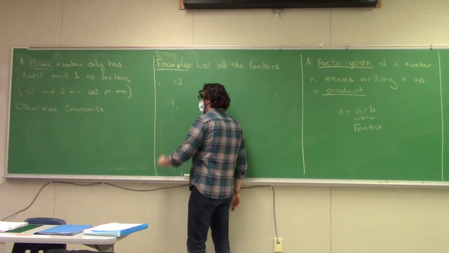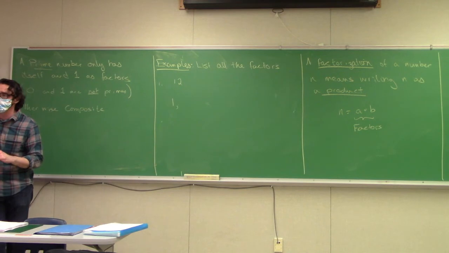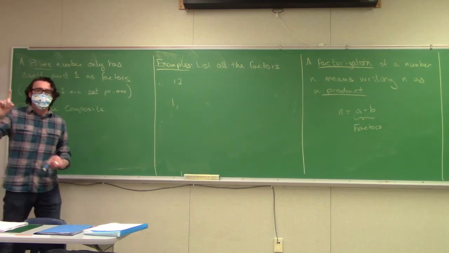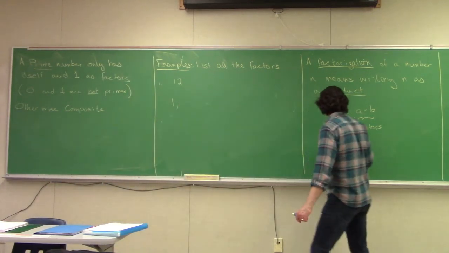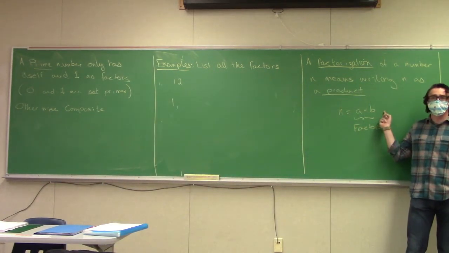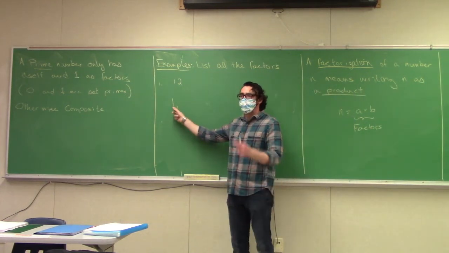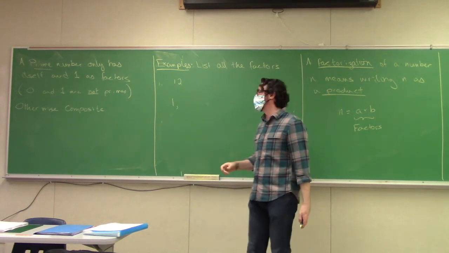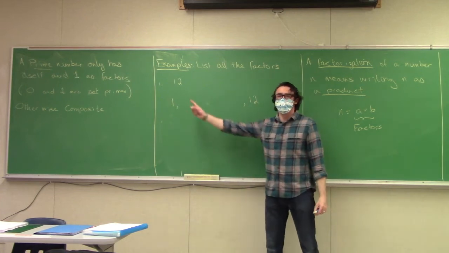Okay, now, here's the thing. When you're doing a list of all these factors, it pays to be systematic. You can't find just one factor. It's always got a partner. So if 1 is a factor, and I was to write 12 as a product of 1 and something else, then the something else would have to be 12. Okay, so I get 2 factors.